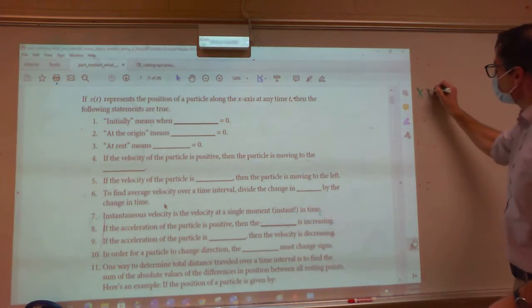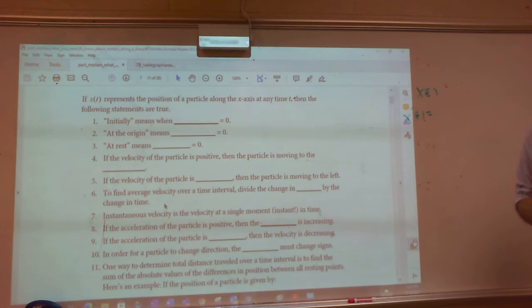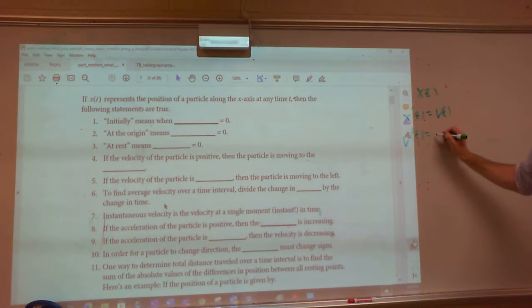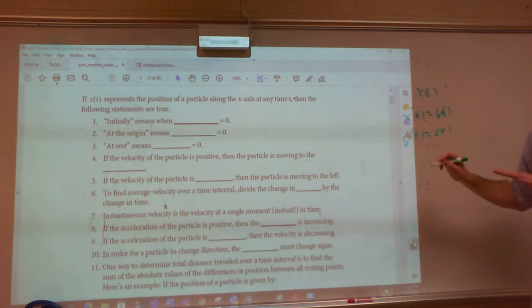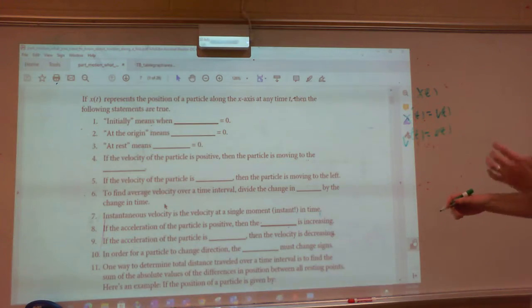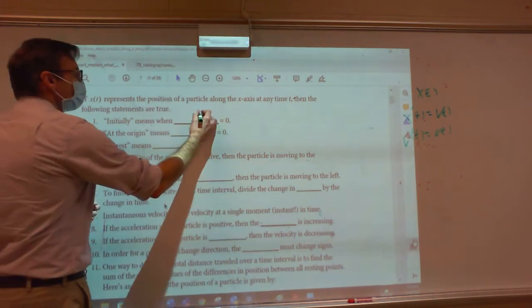What we already know is that we have x of t. If we take the derivative of x of t, what is that going to give us? This is the position. What happens if we take the derivative of position? We get velocity. And if you take the derivative of velocity, what do we get? Acceleration, right? Everybody remember that from last semester, or physics or wherever? Okay. So initially means t equals 0.